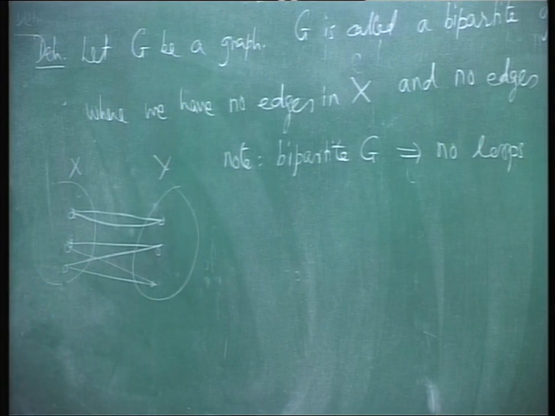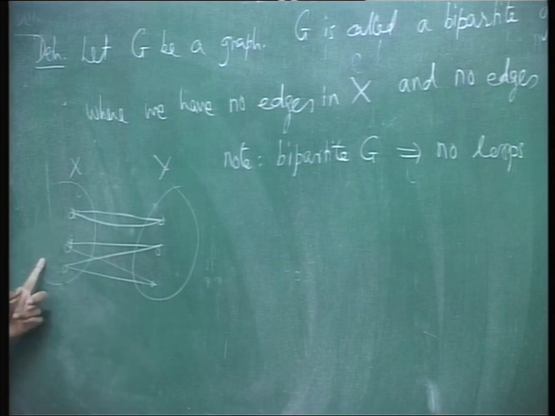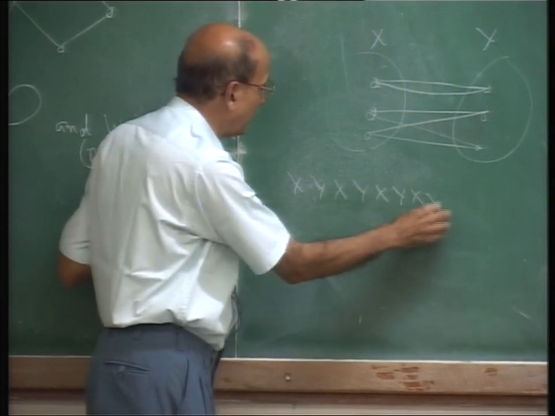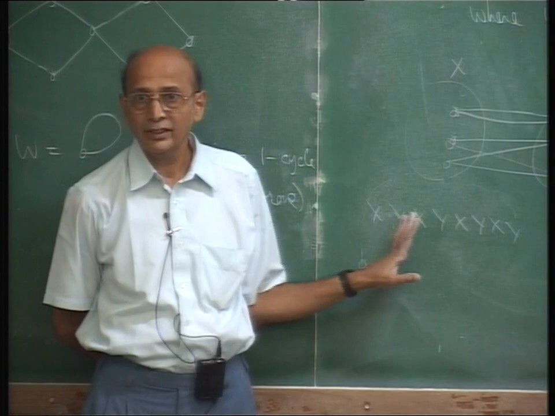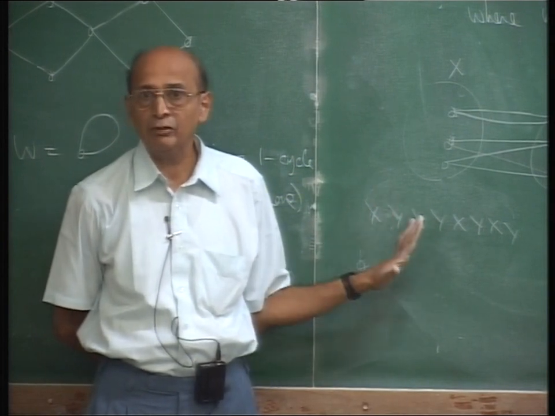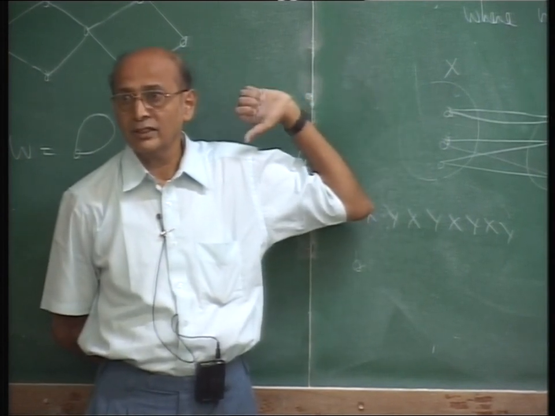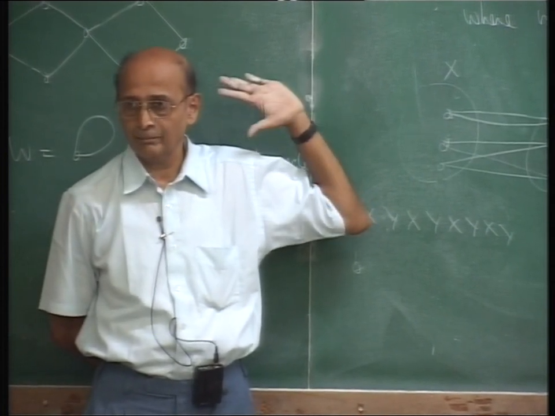As I see, if I have to draw a cycle here, I start at a vertex in X, go to a vertex in Y, come back to a vertex in X, again go to a vertex in Y. So it is sort of a ping pong kind of thing: X, Y, X, Y, X, Y, and then back to X. What that means is the total number of edges in such a thing will be an even number, whether it is 2, 4, 6, 8, 10, whatever. So bipartite graphs cannot have cycles of odd length. Okay?